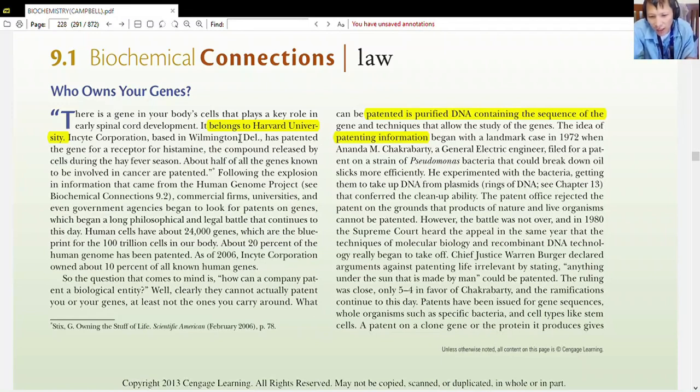I highlighted that it belongs to someone else. Human cells have about 24,000 genes, and 20% of them, up to 2006, were patented. We have different kinds of cells, but a human cell only holds the same genetic makeup. Whether it is a heart cell or another type depends on the part of your body, the cell is just producing what compounds or proteins it needs to be a heart cell.